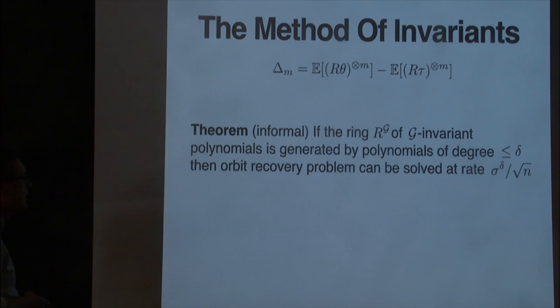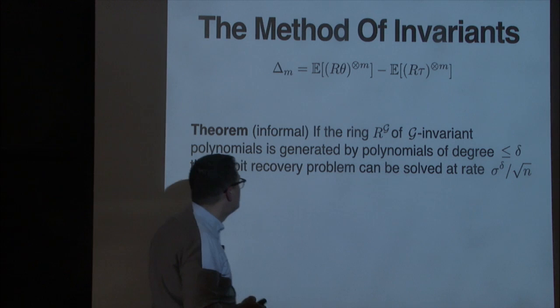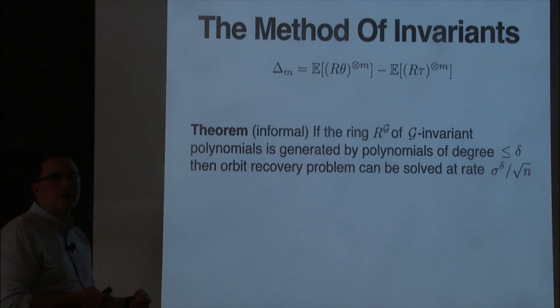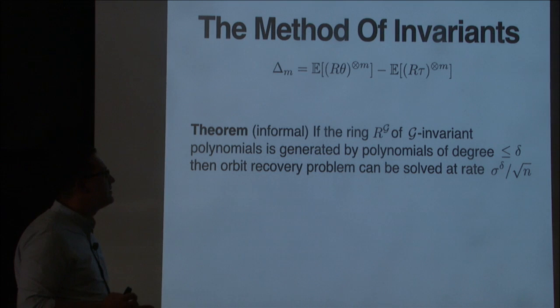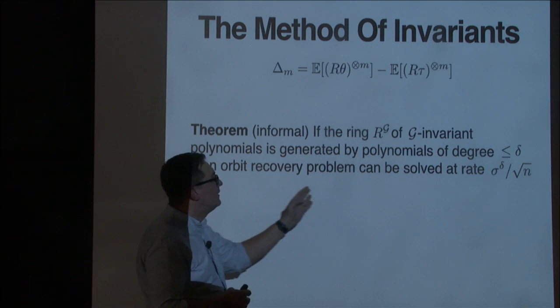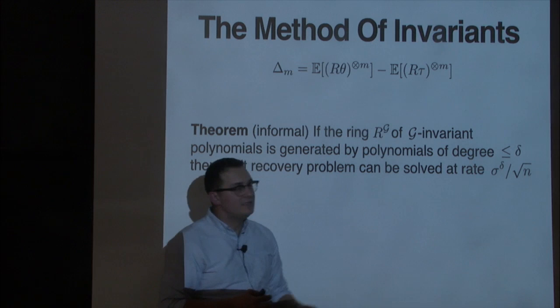And here's the informal theorem. It says, if I look at the ring of invariant polynomials for a general group G, and I assume that this ring is actually generated by low-degree polynomials, where by low-degree I mean that the degree is at most delta, so you give me the degree of those polynomials that I can use, and I claim that I can generate all my invariant polynomials, then that immediately gives me a rate: orbit recovery can be solved at a rate sigma to the delta, this degree, over root n.